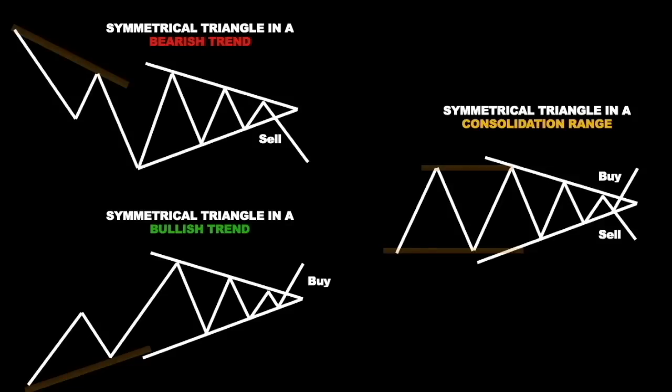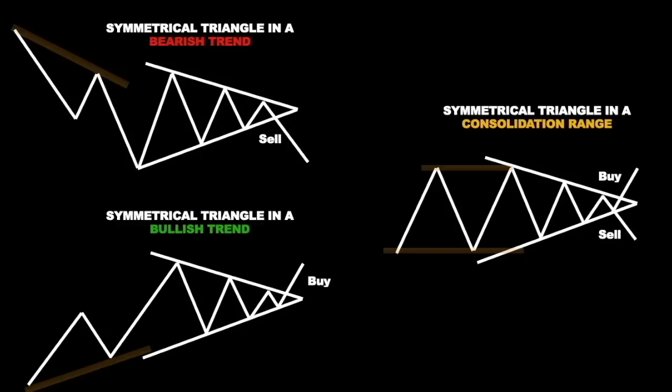A symmetrical triangle can either be a continuation or reversal chart pattern. When the symmetrical triangle is found during a strong bearish trend, then price will be likely to break the pattern and continue its downward trend. When the symmetrical triangle is found during a strong bullish trend, then price will be likely to break the pattern and continue its upward trend. When the symmetrical triangle is found after a range of consolidation, it can break out in both directions. It is vital to wait for price action confirmation, after the breakout of the pattern, and before entering a trade.